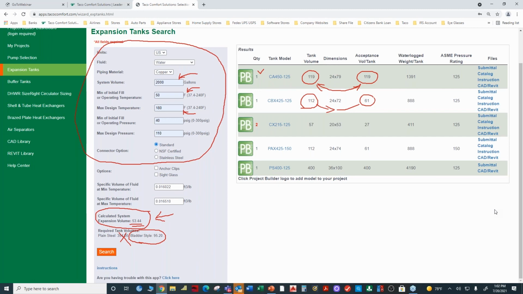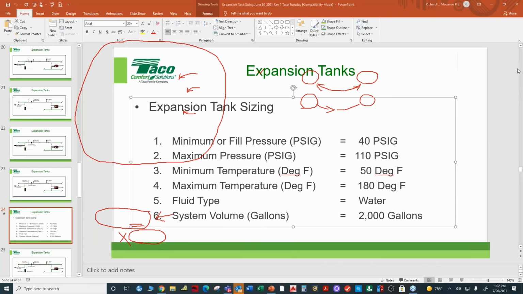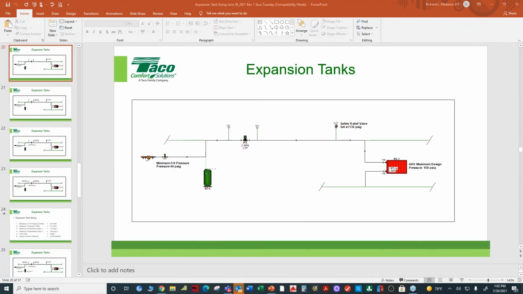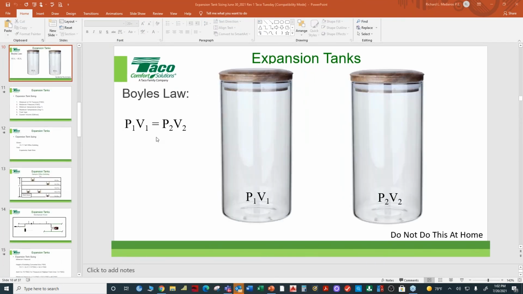If a tank has full acceptance, why can't we use a 60-gallon tank in this example? Well, you have to go back to Boyle's Law. Let me erase the board here. So we'll go quickly back to Boyle's Law, which tells us that, if you remember, this container was 200 gallons, and then we added 100 gallons of water, which compressed the air from 200 gallons down to 100 gallons.